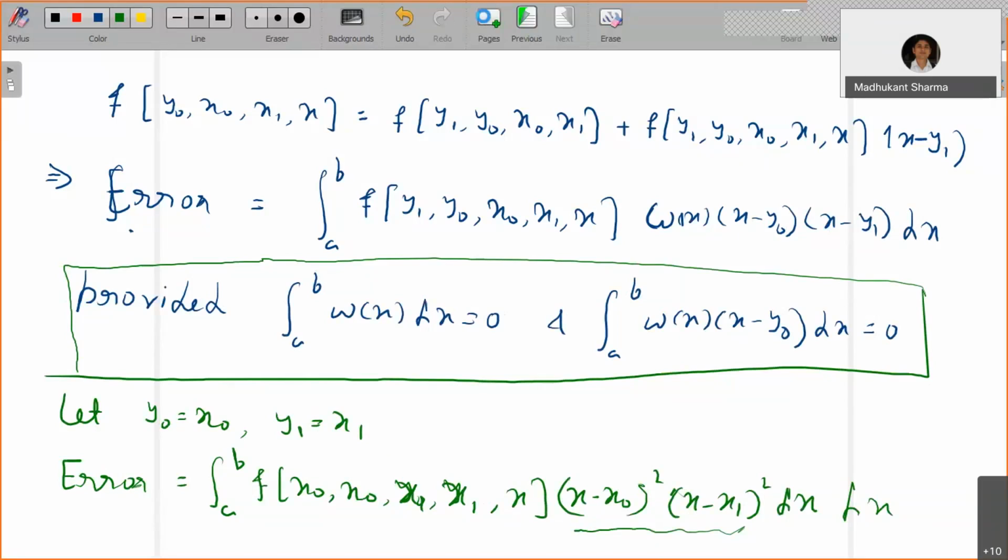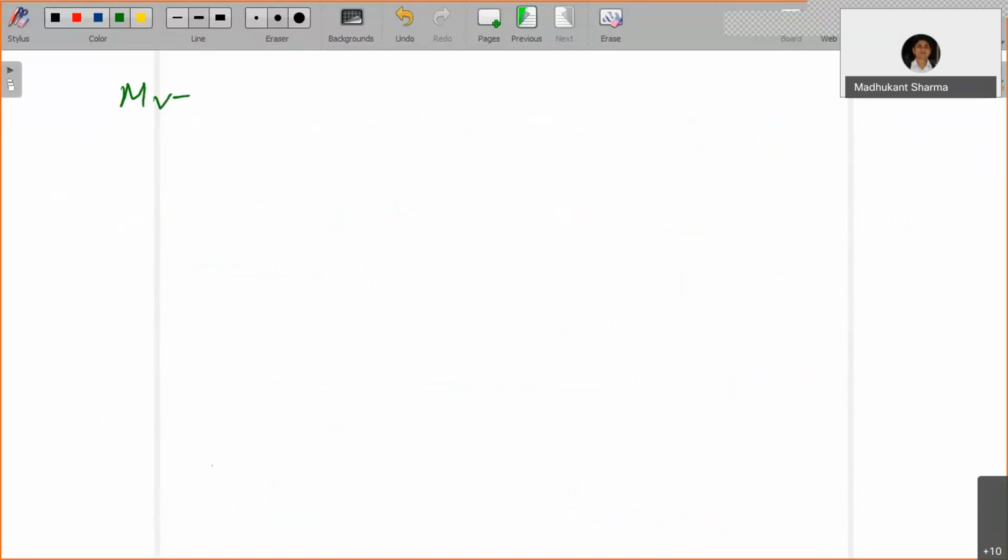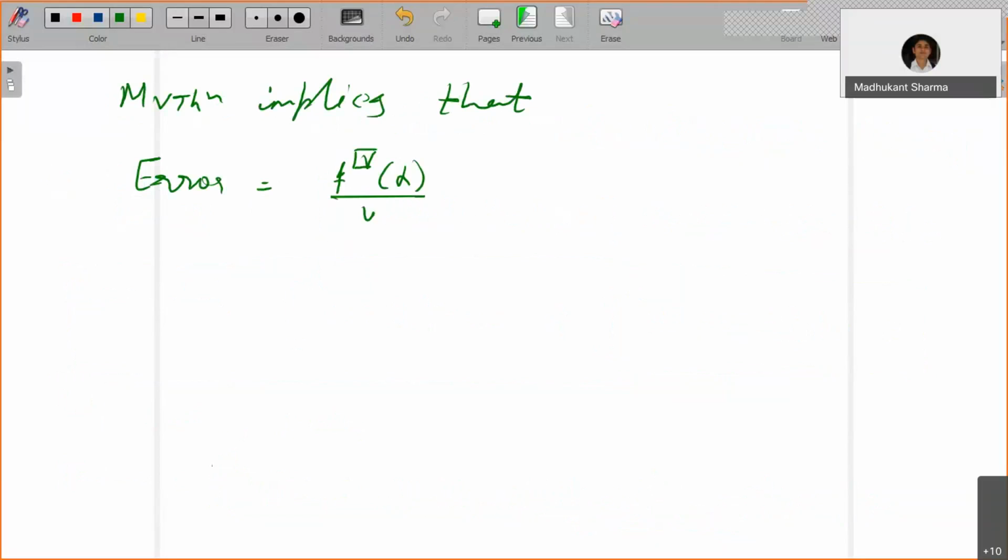So if you apply the mean value theorem, it implies that the error is equal to the fourth derivative at some point, divided by 4 factorial, times the integration from a to b of (x minus x0) squared times (x minus x1) squared. So we have obtained this by the mean value theorem. So this is the only possibility.